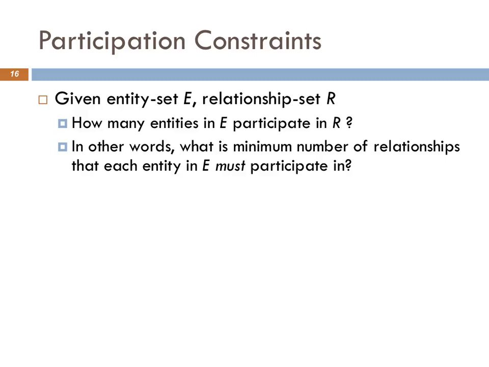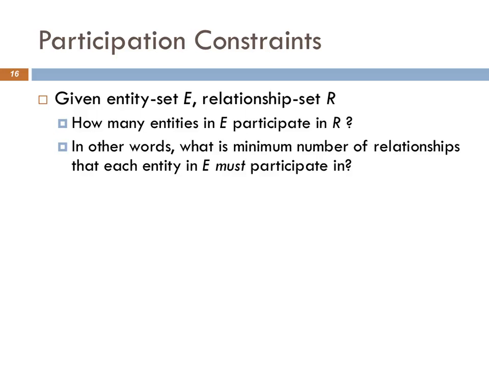Okay, entity set E, relationship set R, and the question is, how many entities participate in that particular relationship set? For example, our bank. Is every customer required to have a loan? Well, let me ask another question. Is every loan required to have a customer? Now, this is an interesting one because you can see that the answer is different for those two questions. That's an example of a participation constraint.